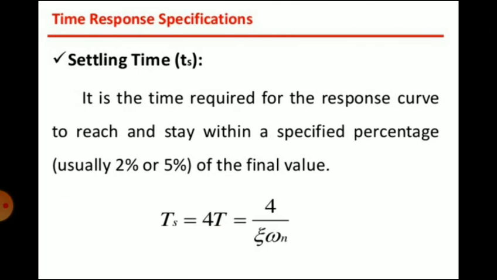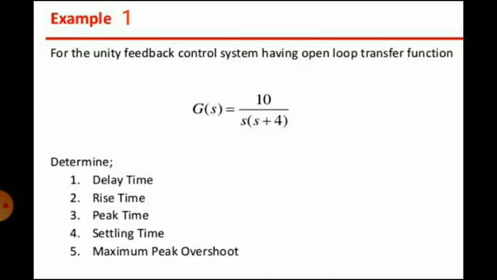Then settling time, that is TS. It is the time required for the response to decrease and stay within a specified percentage of its final value. So TS equals 4 times the time constant, that will be equal to 4 upon zeta omega n. Now we will solve some problems.